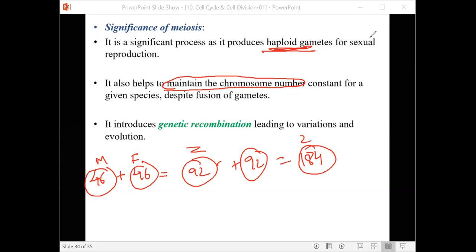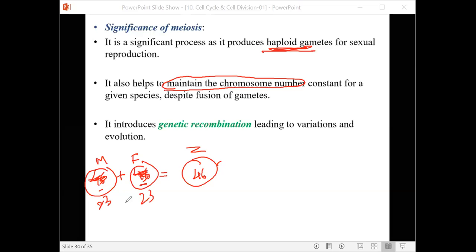This is not the case. Rather, what we observe is that it is 46, and even the next generation, it is 46. That means instead of 46, it is 23 and 23. That means this division, meiosis, is helping that. So the chromosome number remains the same throughout each new generation forming from one generation to the next, and so on. So meiotic division is helping in maintaining that.